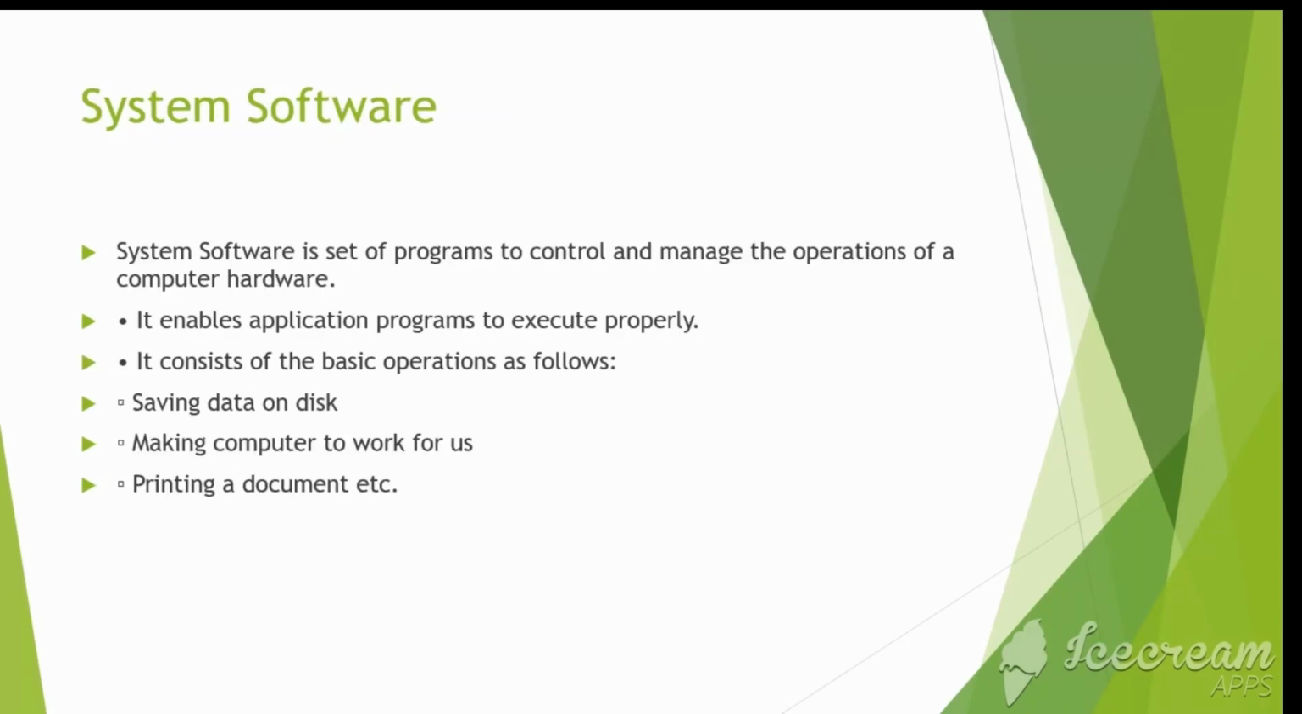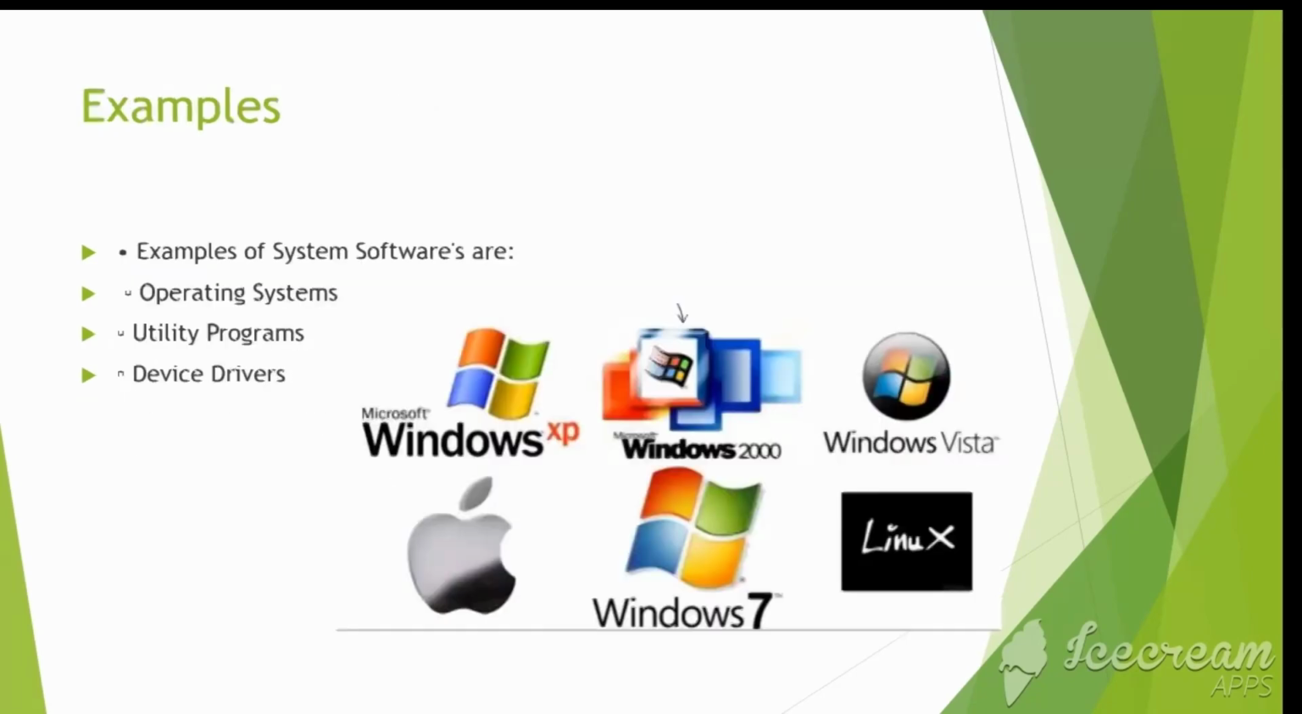Then when we get into system software, it is a set of programs to control and manage the operations of the computer hardware. This is what communicates to the hardware directly. It enables application programs to execute properly. It consists of basic operations such as saving data on the disk, making the computer work for us, printing a document, etc. This is exactly what communicates to the hardware of the computer and allows us to do these tasks. Examples of system software are operating systems, utility programs, and device drivers.